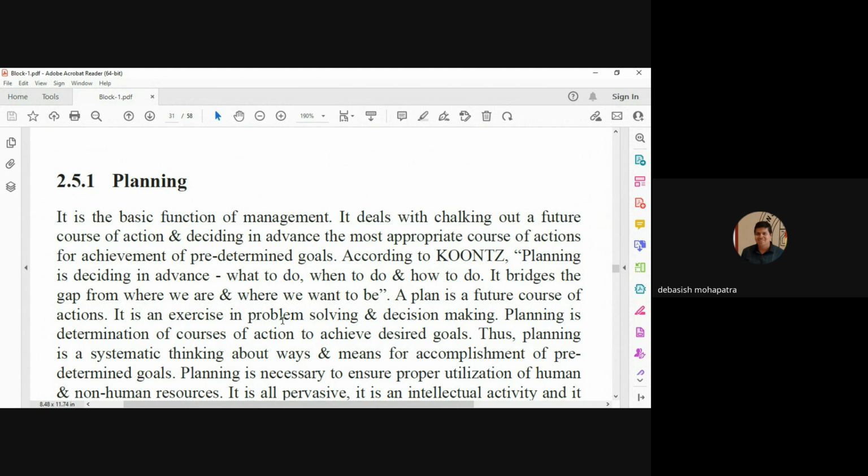So planning, it is basically a function of management, deals with the chalking out of the future course of action and deciding in advance the most appropriate course of action for achievement of the predetermined goal.